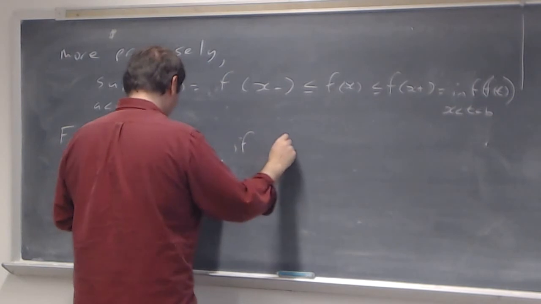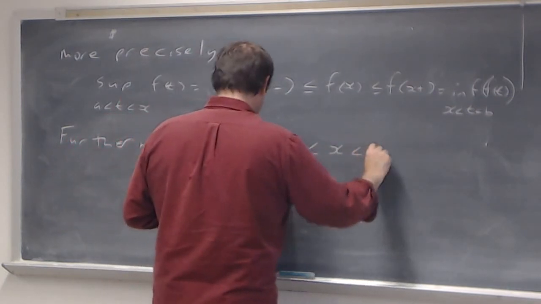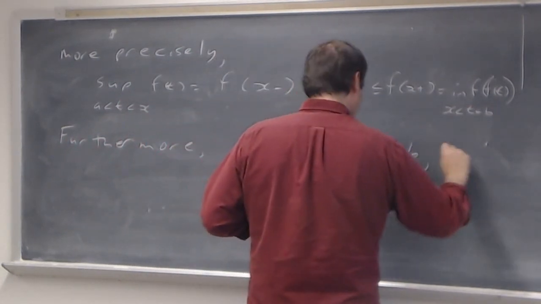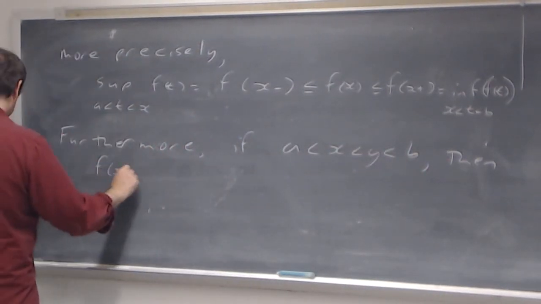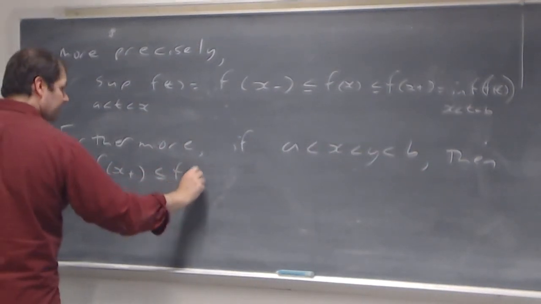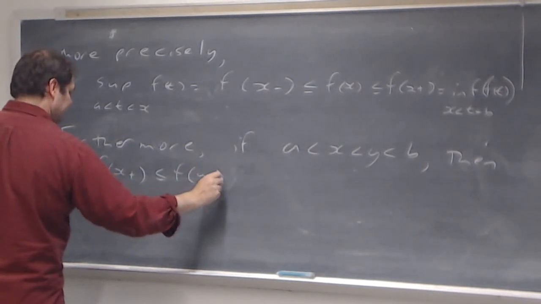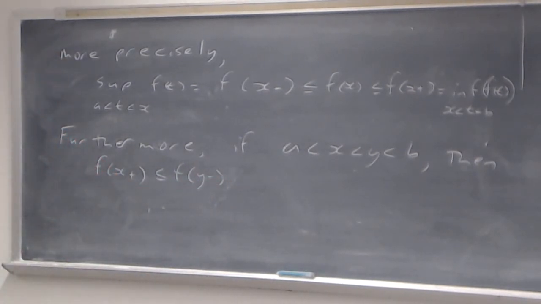Furthermore, still part of the statement of the theorem, if a is less than x less than y less than b, then f of x plus is going to be less than or equal to f of y minus. So that's for this monotone increasing function. We could have an analogous statement for a monotone decreasing function.